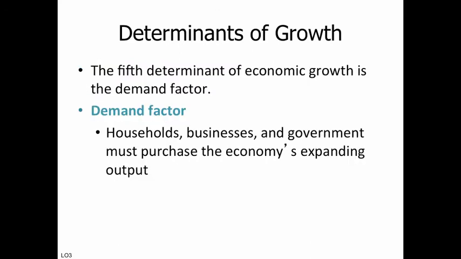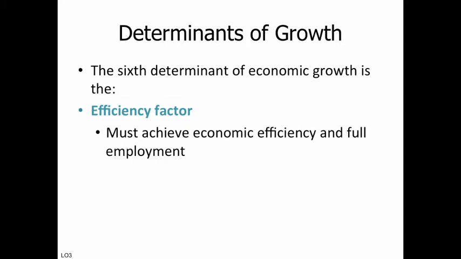The next determinant is really the demand side. So what we're calling here the fifth determinant. There were 4 supply side determinants. So the fifth determinant of economic growth is a demand factor. And here we're thinking about, well, what we've talked about, households, businesses, and the governments, and their ability to purchase the economy's expanding output. As the economy produces more, well, what about the ability to purchase those extra goods and services? Well, that's on the demand side. So we need to see that too, an increase in ability to spend money on these goods and services.